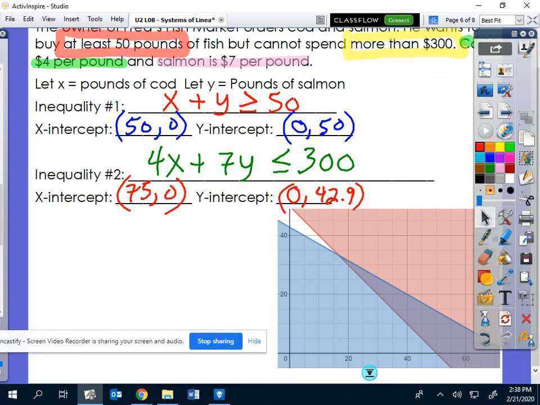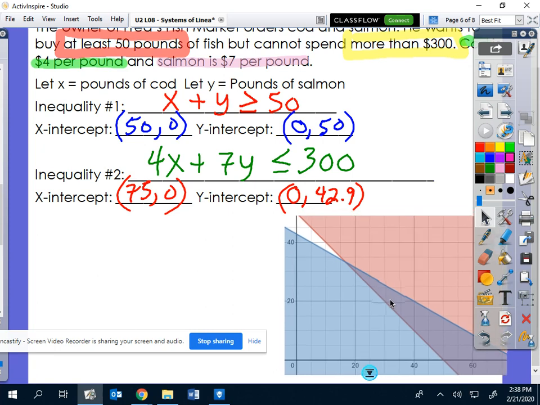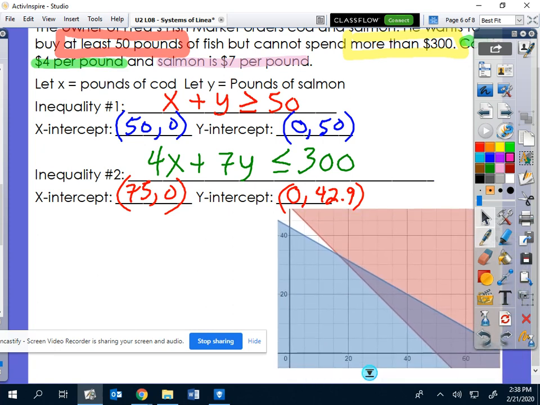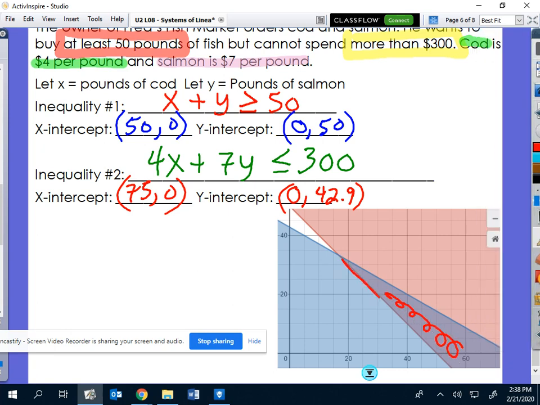So any combination in this arena right here, we're allowed to buy anything we want where these two overlapping regions are. So anything kind of in that pizza slice is fair game, right? So that's what we're looking at, being able to create a system where we can visualize it. We're going to do another of these and then call it a day.